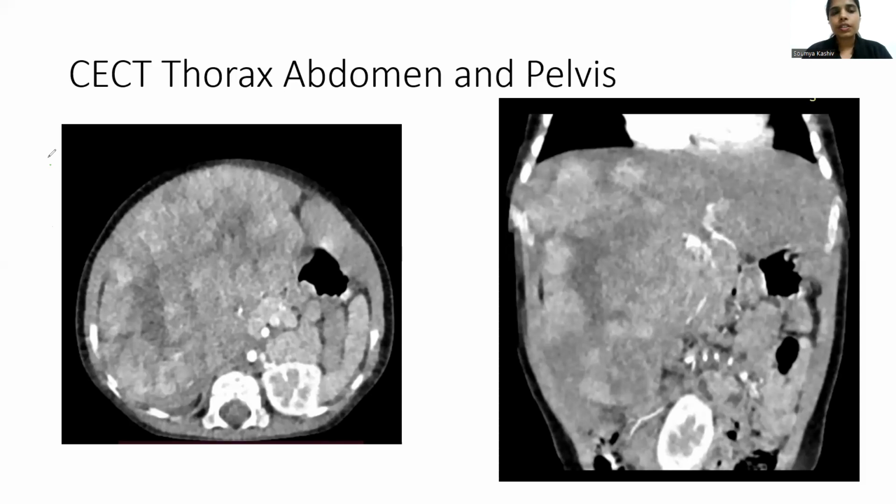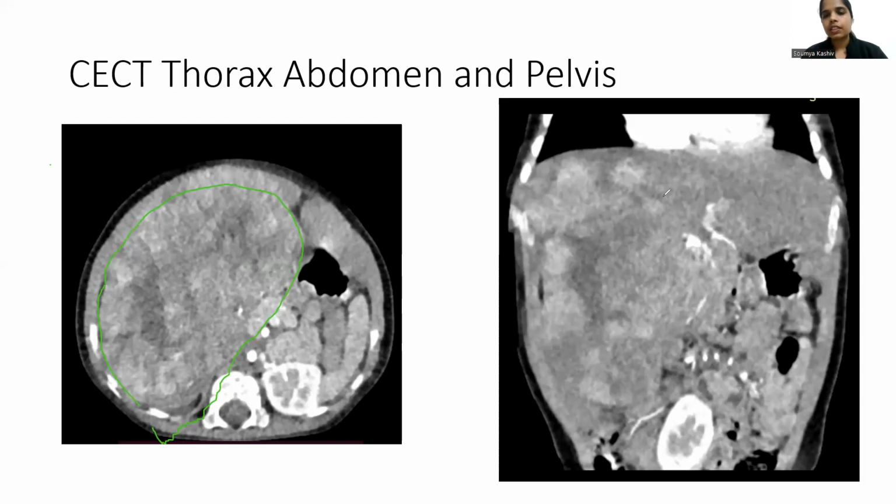So, ma'am, we went ahead with the CECT thorax, abdomen, and pelvis for this child. Now, this is the CECT showing the abdominal region. First one is the axial section of the CECT abdomen, in which this was the tumor mass involving the right lobe of the liver with enhancing and hypoenhancing areas within. We are looking at the arterial phase of the CT, because of which the tumor is being enhanced.